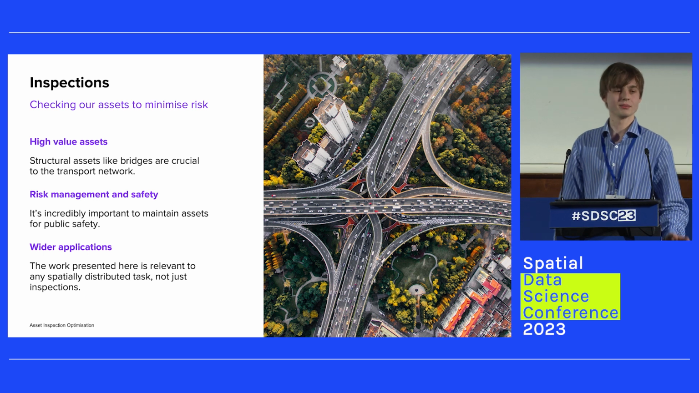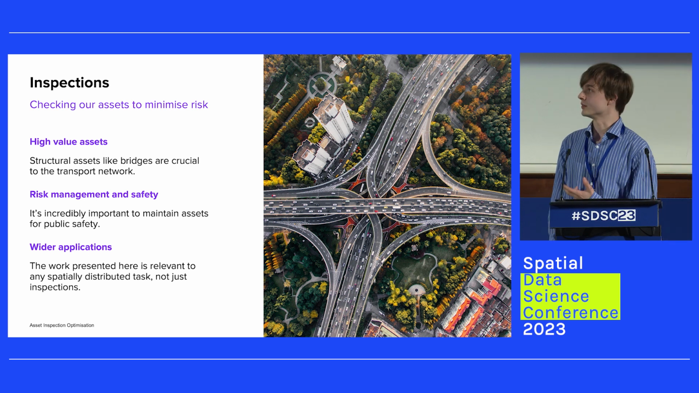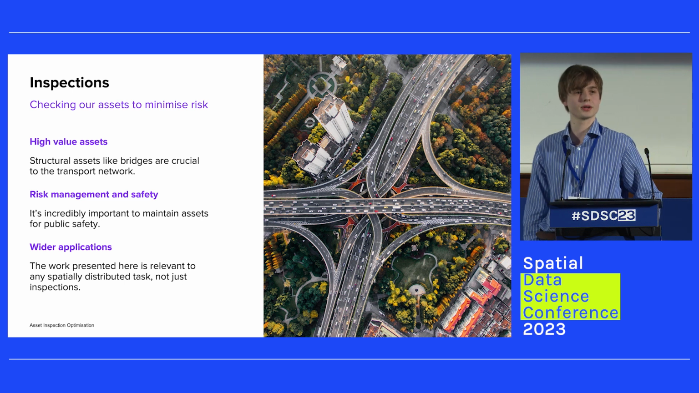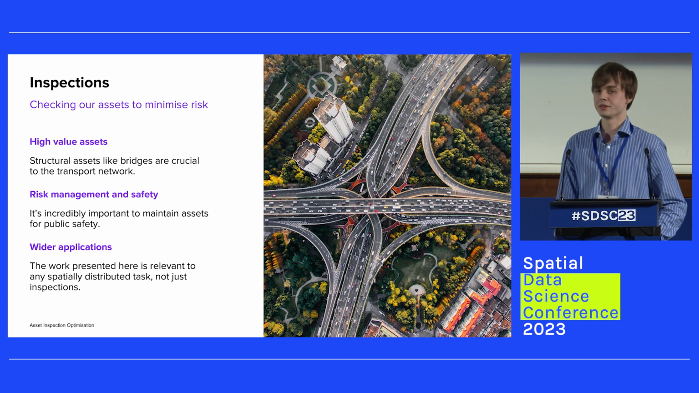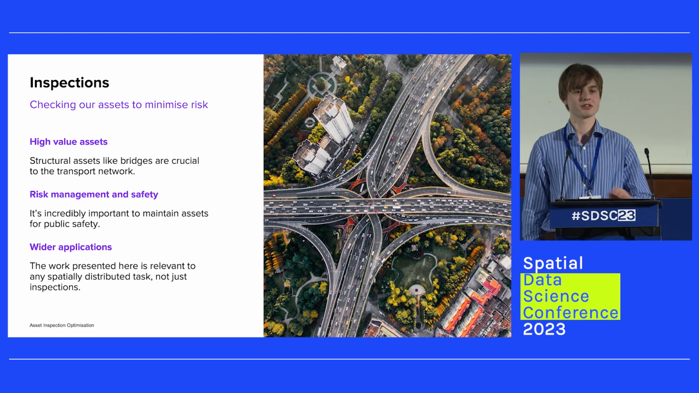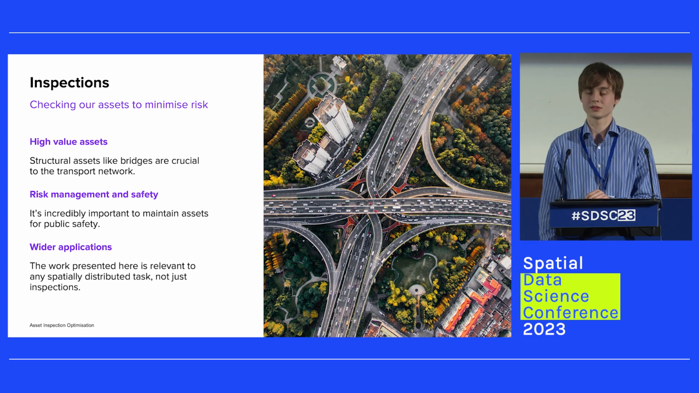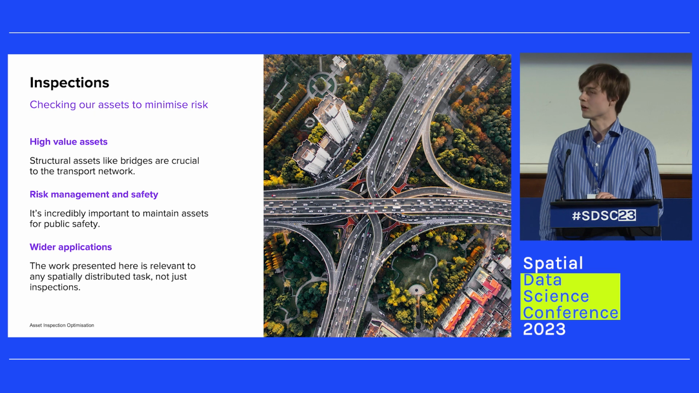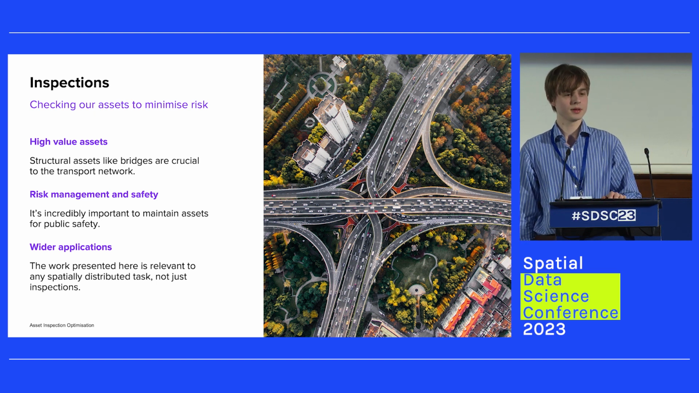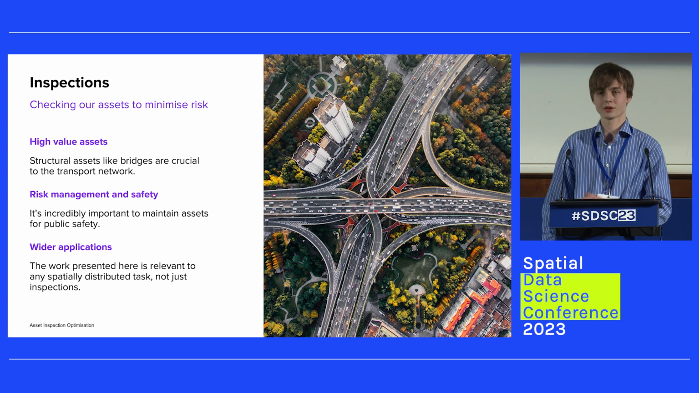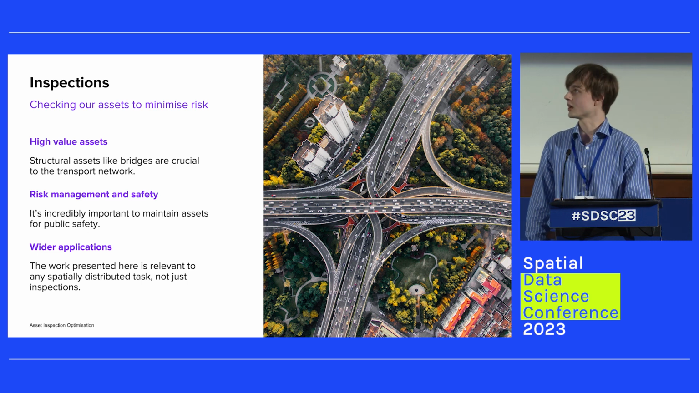Asset inspections, why are they important? I guess one point is bridges are really crucial. They're often at points of low connectivity on the transport network. And as such, you need to make sure that you have no downtime. And that's ignoring the obvious that a critical failure of a big asset like this could have harrowing consequences. But beyond that, I think there are wider applications to the work here. It doesn't have to be about inspection. It doesn't have to be about bridges. I think it works for any kind of geospatially distributed task management.